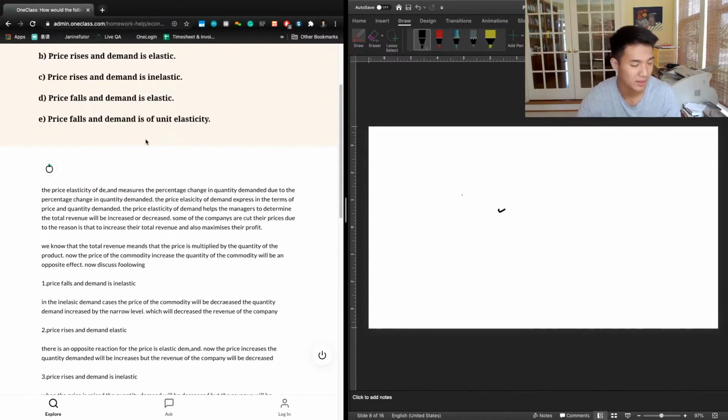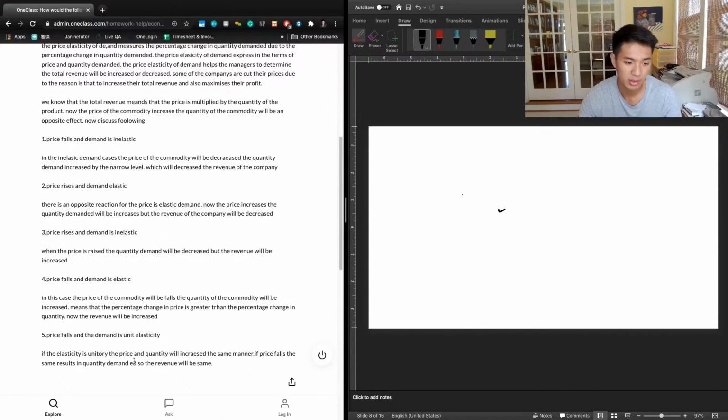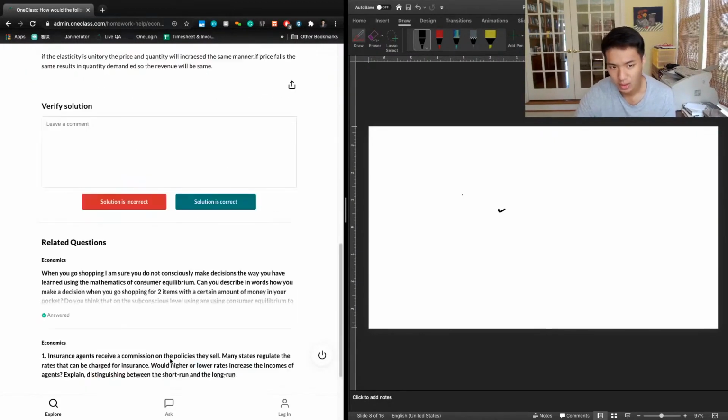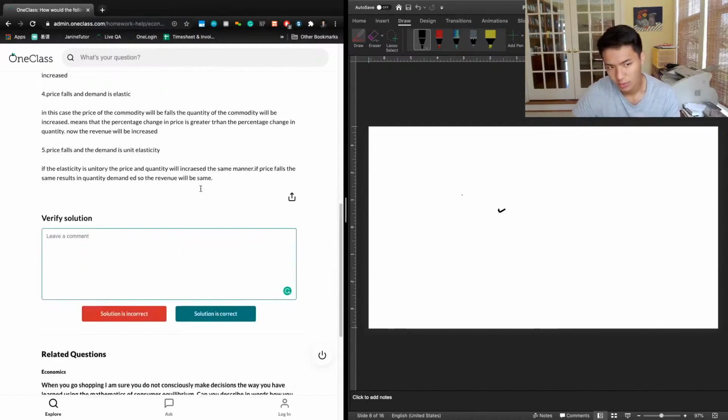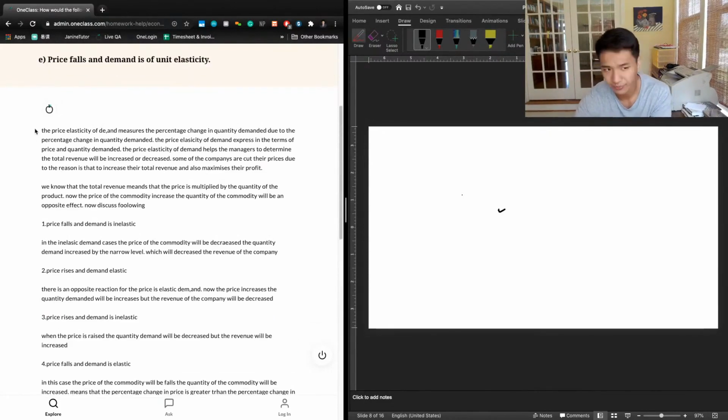If demand is of unit elasticity, then the percentage change in price will be exactly offset by the same percentage change in quantity, so there will be no change to revenue. And so if the elasticity is unitary, the price and quantity will increase in the same manner. If price falls, the same results in quantity demanded, so the revenue will be the same. Okay, so we got the same answers as the tutor, same outcomes.